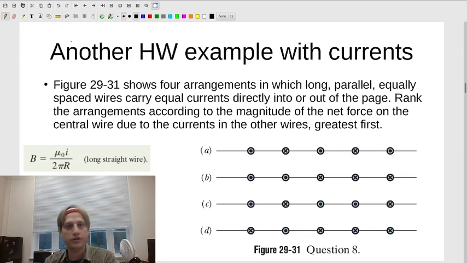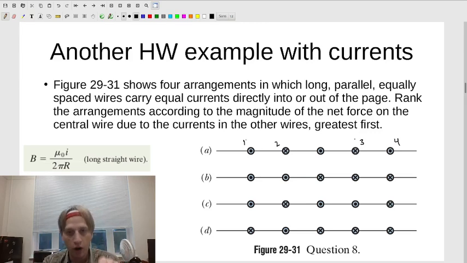Now, this will help us to do one of your homework problems. You'll notice here we have an arrangement of four. We have long, parallel, equally spaced wires, which each carry equal currents into or out of the page. Rank the arrangements according to the magnitude of the net force on the central wire due to the currents in the other wires, greatest first. Okay, so I'm just going to number these 1, 2, 3, 4. And let's think about the forces.